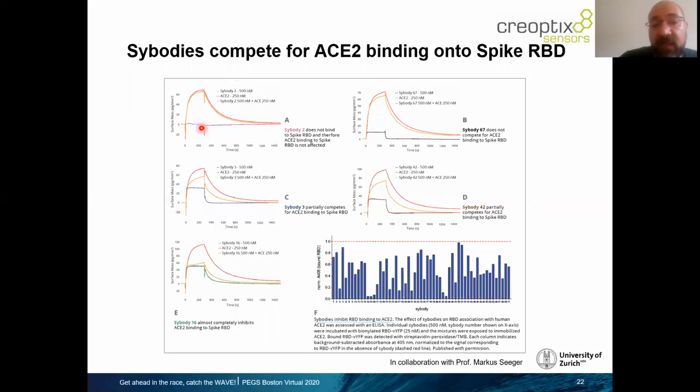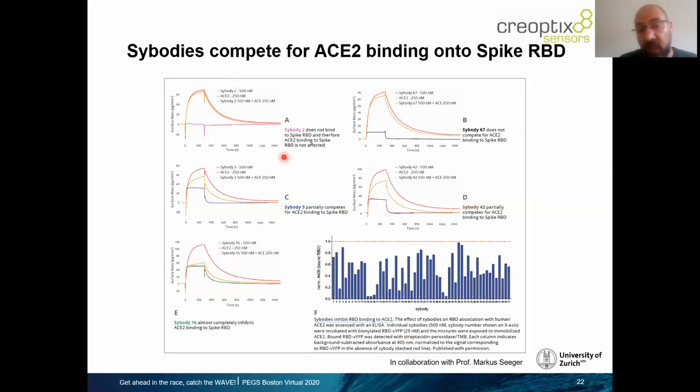This SAI-body doesn't even bind RBD, so there is no effect on ACE2 binding onto the RBD. In this case, SAI-body 67 does bind RBD, but it doesn't compete for ACE2 binding. These two SAI-bodies have a partial inhibition of ACE2 binding, a reduction, but not by much, so it's a partial competition. And this binder, SAI-body 16, when co-injected with ACE2, leaves no more room for ACE2 to bind because the SAI-body has occupied the epitopes.